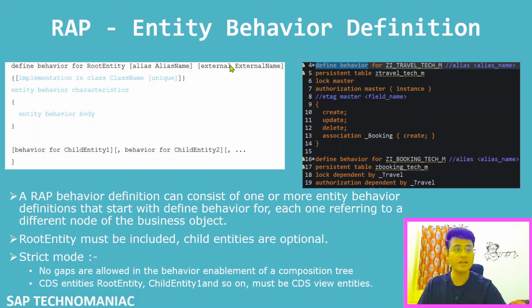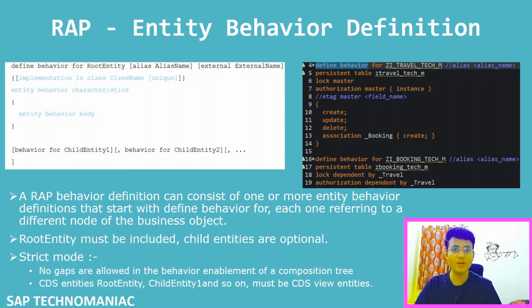That name we can define here as well. Apart from this particular behavior definition statement, we have the implementation in class. So we are going to define here all the behavior definitions like create, update, delete, authorization, lock, but we have to implement all these things somewhere.